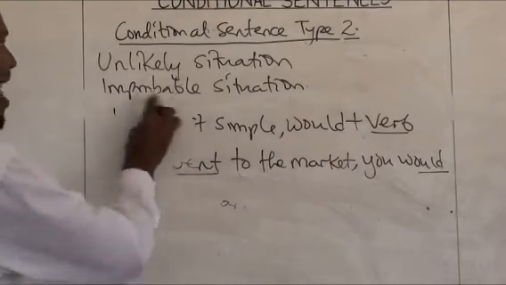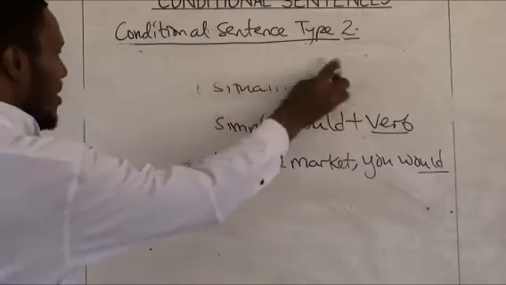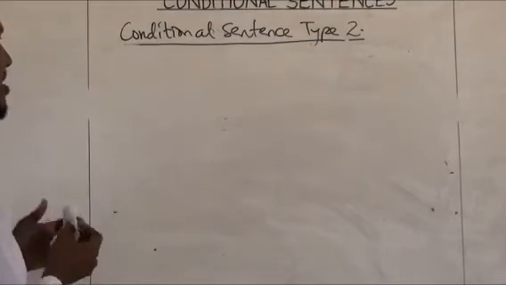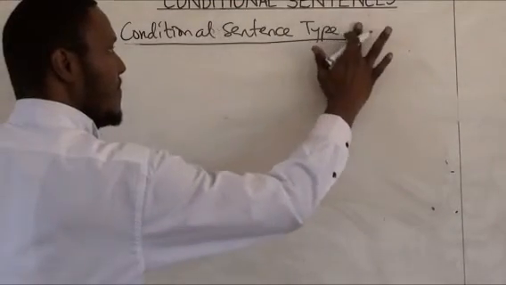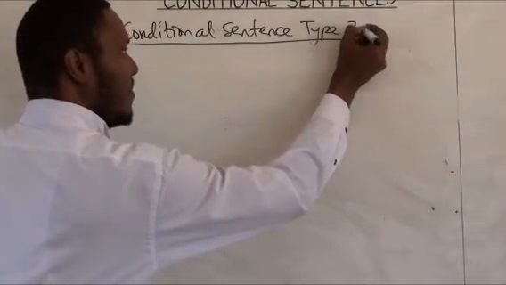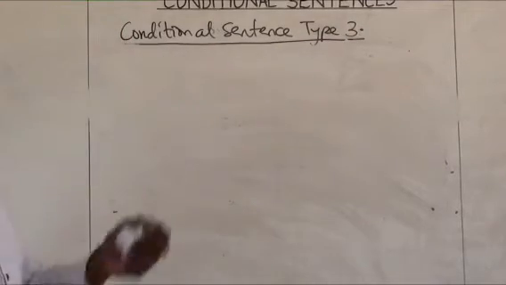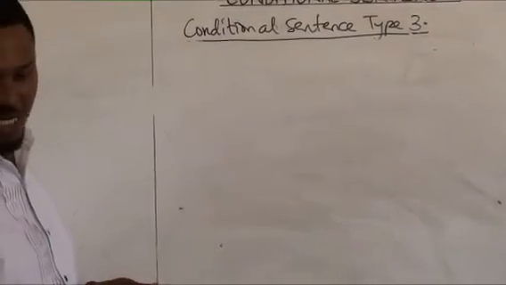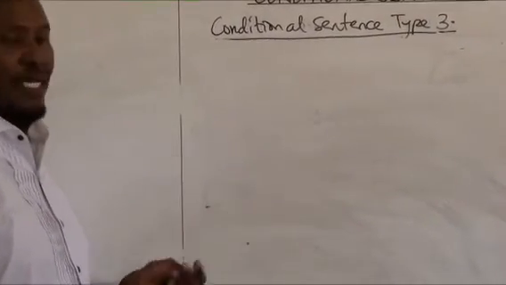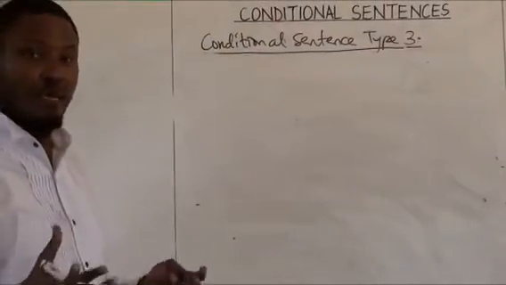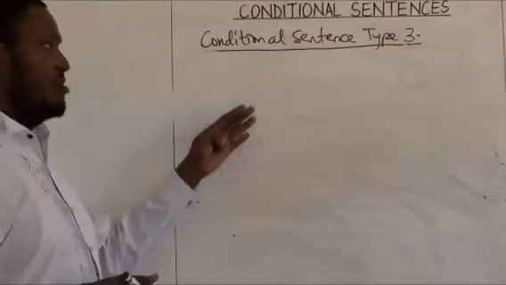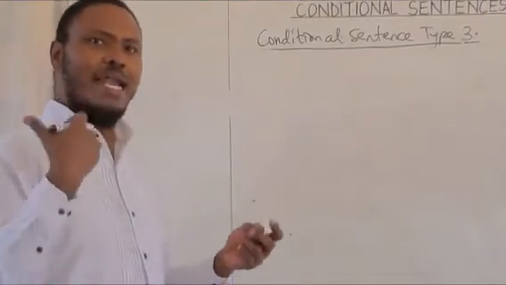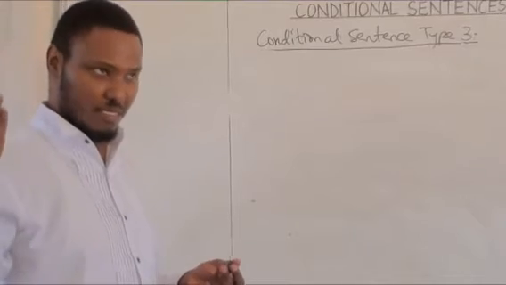Then we have the other one, the last conditional sentence, that is conditional sentence type 3. Type 3, okay? Now this conditional sentence type 3 is used to show a situation that has already happened and whose results cannot be undone, okay? The situation has already happened and the results cannot be undone. Or an imaginary situation in the past, okay?